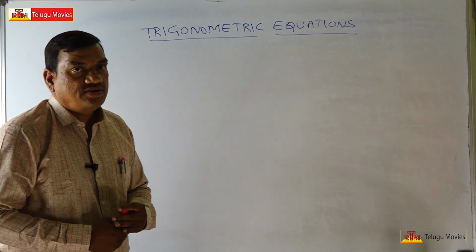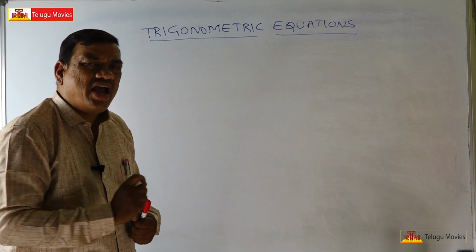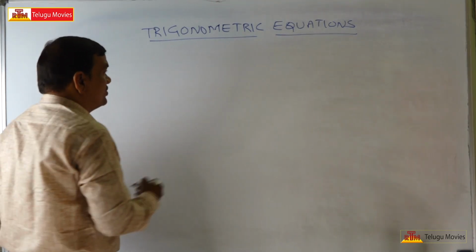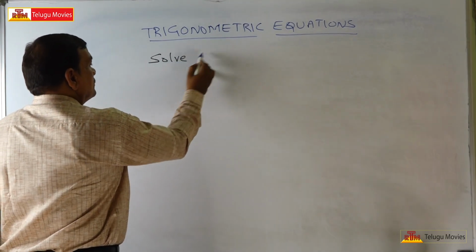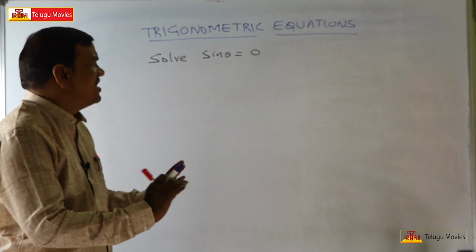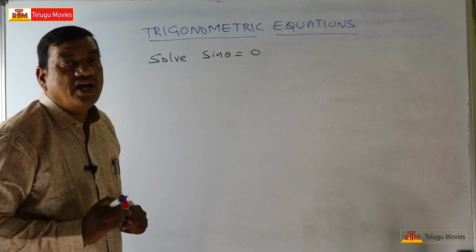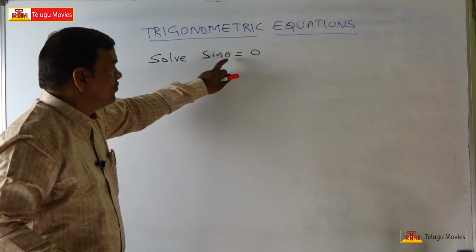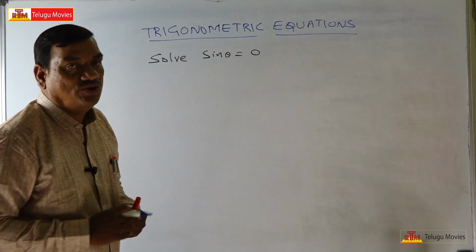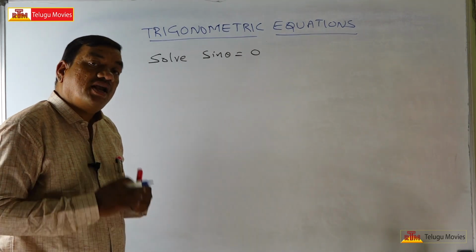Okay, dear students, welcome back. Here I am going to solve a very simple trigonometric equation. So what is the trigonometric equation? Solve sin theta is equal to 0. It is a very small trigonometric equation, sin theta is equal to 0. So here you have to find the values of theta for which sin theta is equal to 0. Now to solve this, I will approach the graphical method.